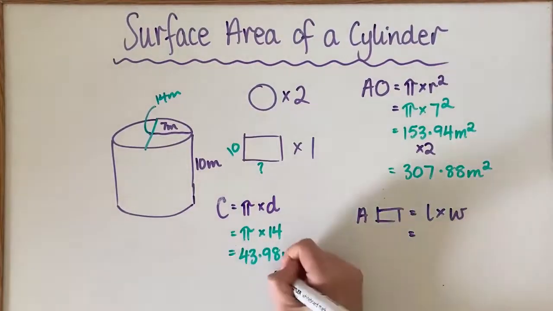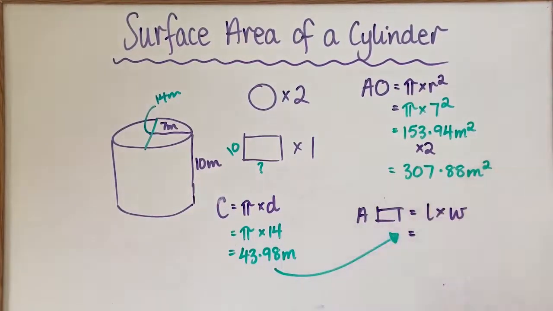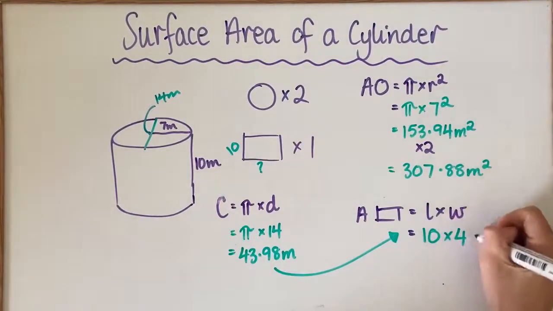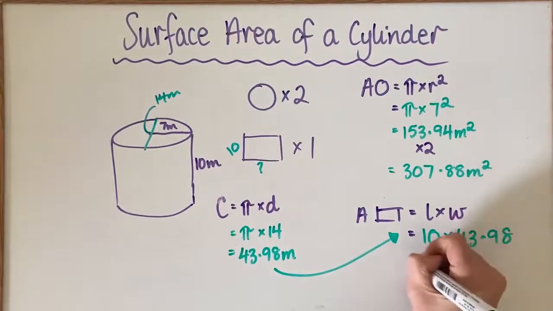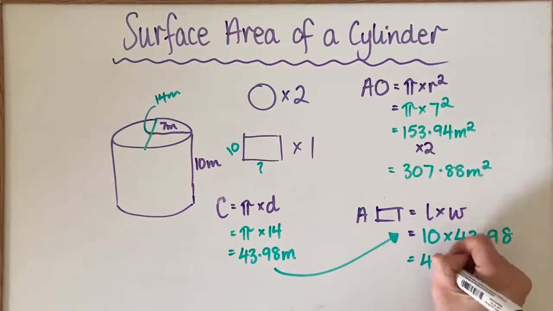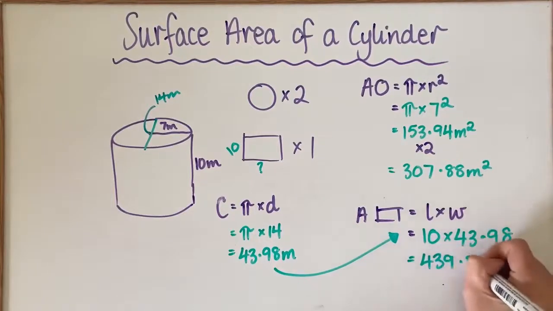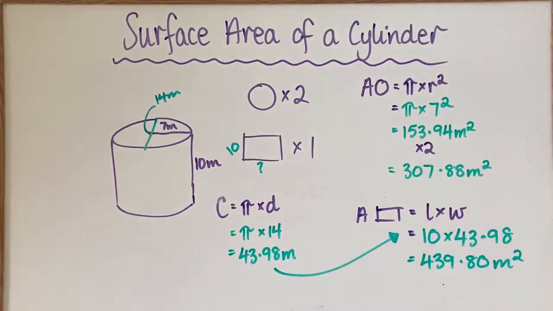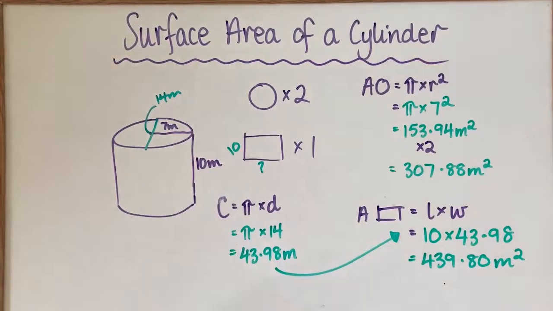So that value is then going to be put into here. So I know it's going to be 10 times 43.98, which is going to be 439.80 meters squared. Now we haven't found the total surface area yet.